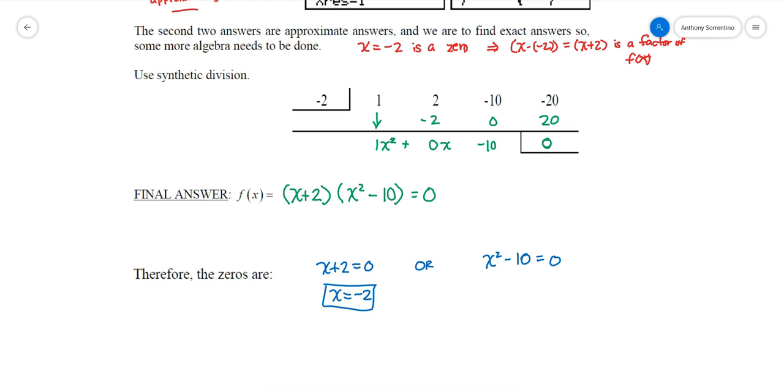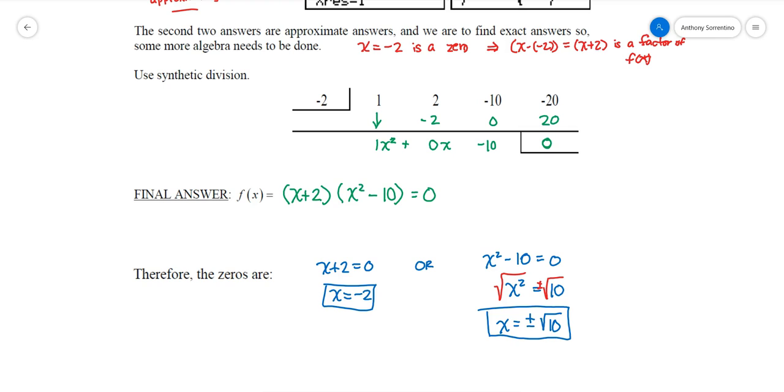The x squared minus 10, this is going to be what generates that 3.16 something or other, and the negative 3.16 something or other, because I'm going to add 10 to both sides, and then I'm going to square root both sides. Remembering the plus or minus sign goes there. So I'm going to end up with x equals plus or minus the square root of 10. Those are my other two, because remember, one's the positive one, the other one's the negative one.